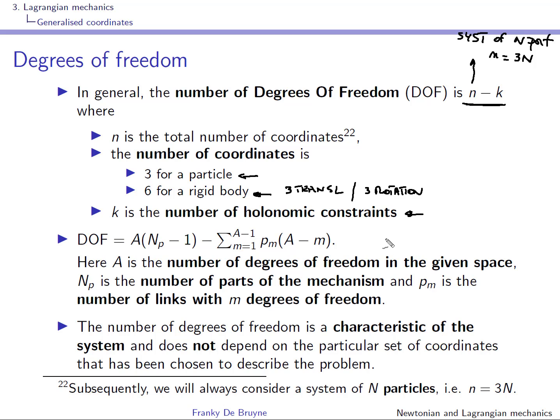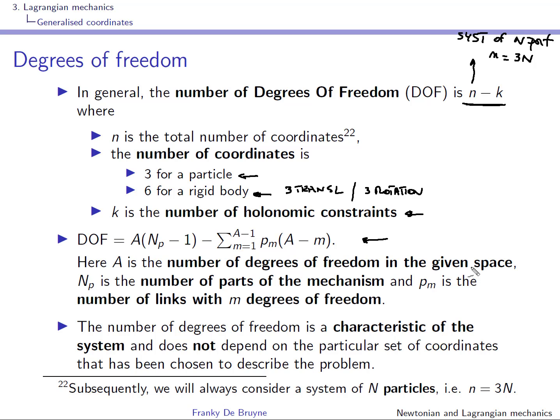Well, a formula that might come in handy to compute the number of degrees of freedom is the following one, and it will be explained next. What do you see here in this formula? Well, A is the number of degrees of freedom in the given space. For instance, if you work in a plane, well, A will be equal to 3.